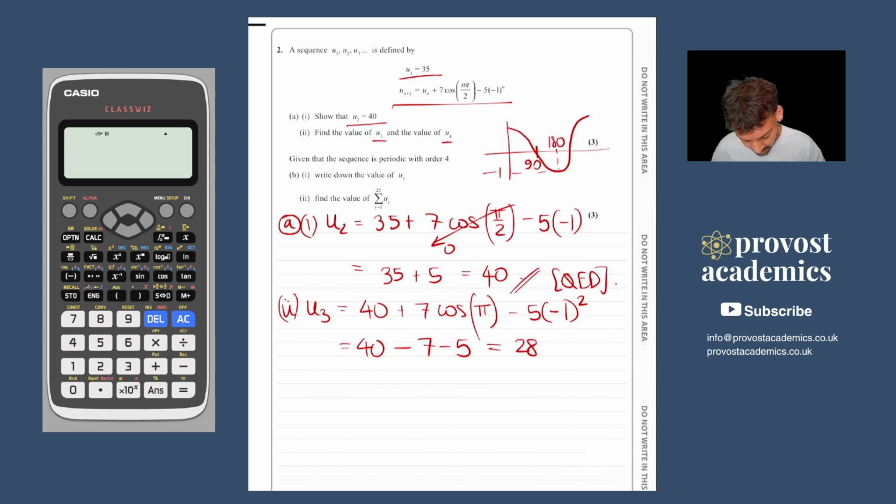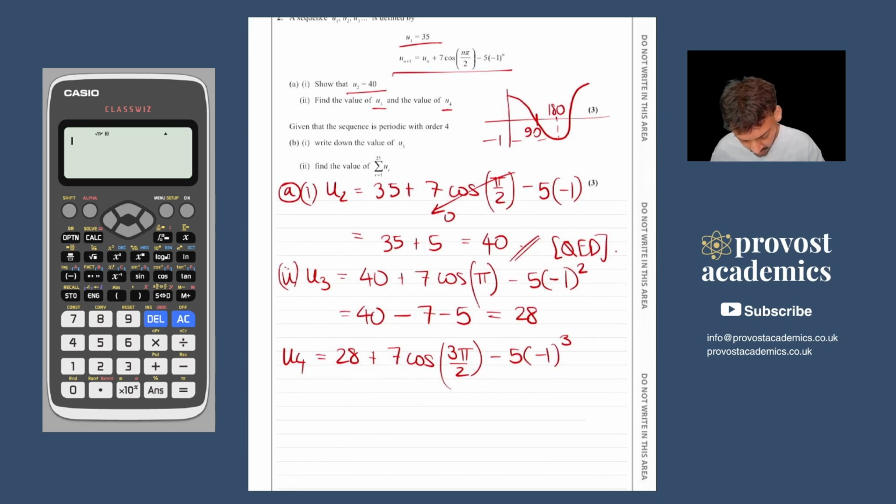So 28. Then u4 is equal to 28 plus 7 times cos of, now we have 3 pi over 2, minus 5 times minus 1 cubed. At 270 degrees we're again looking at a value of 0, so this thing goes to 0. So we end up with 28 plus 5, and that gives us 33.